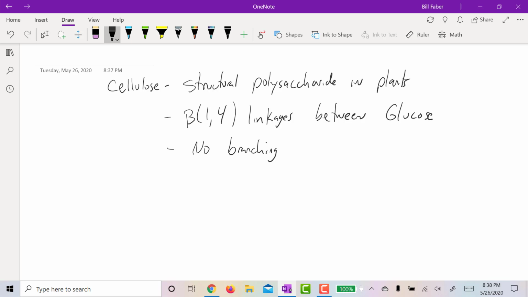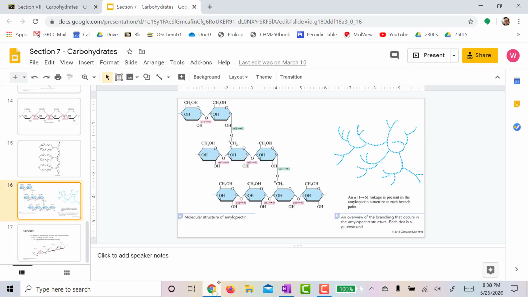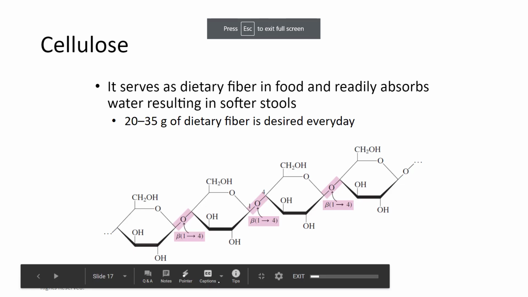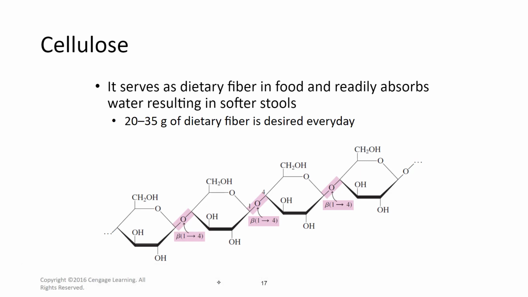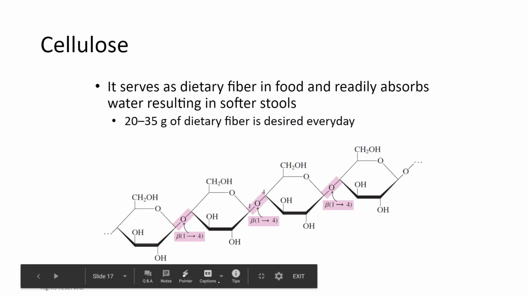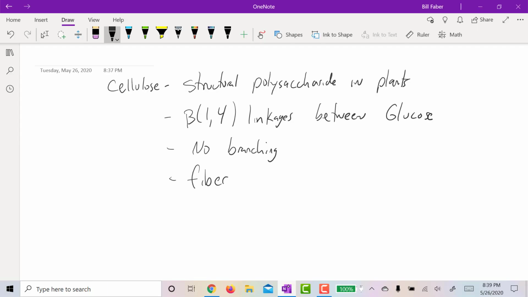Now, what's interesting about this is we probably all think of this as fiber. And if you look at the image of this from your book, you can see this is cellulose. And one of the things it is important for is fiber. You can see it forms this linear line that goes up and up and up. And I'm going to draw a cartoon of this. You can get these glucose units that go up with these beta 1,4 linkages. And then another bundle will go right next to it. And then another one.